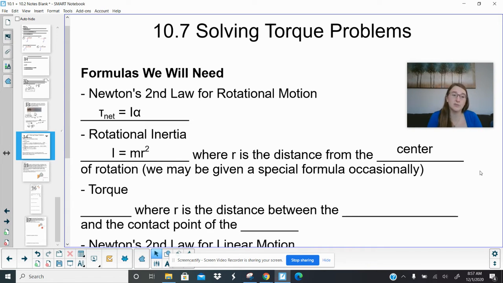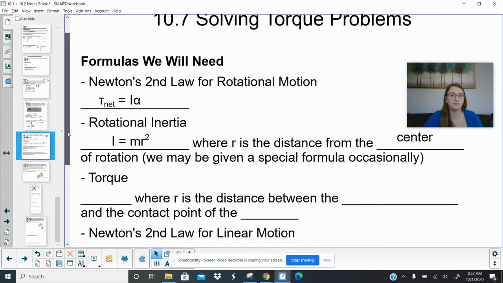Now again, and especially in this lesson, we're going to be given some special formulas. If they say use this formula for rotational inertia, remember certain objects have more accurate formulas for their rotational inertia, but they will always give them to you in the question if they want you to use something different than this. If they don't give you something different, then we assume this is the formula.